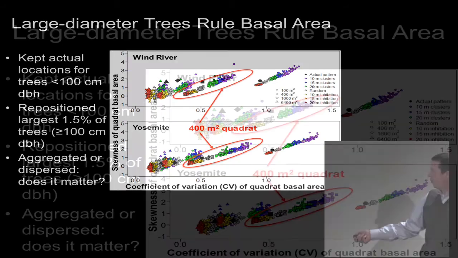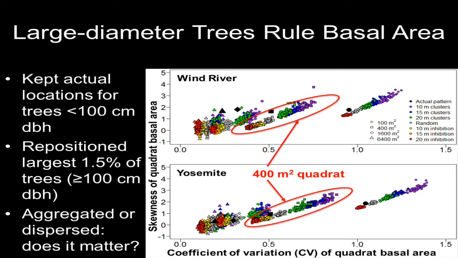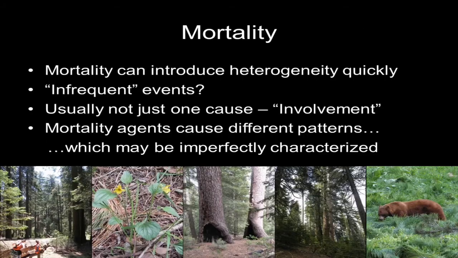And what we found, I've circled here the 400 meter squared quadrat size, changing the way the big trees are positioned on the landscape has a huge effect on the variation in structure in the forest. Almost a factor of 2 in coefficient of variation, and a very, very large, almost a complete determinant on skewness. So where the big trees are really matters, and if there was a process that moved around the big trees, it would be very important to overall heterogeneity.